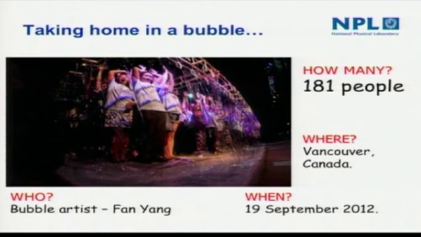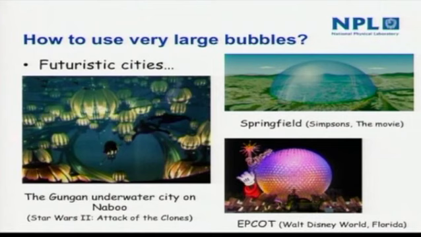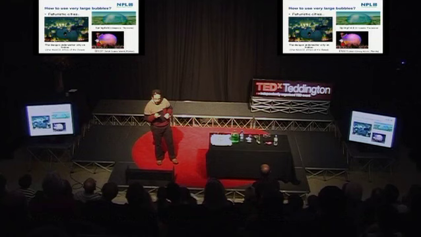Why is it interesting to study this kind of phenomena? Very simple. Because if you look at science fiction movies, you see that many of the cities of the future look like bubbles. Well, this is from Star Wars II, and this was underwater, so no wonder. That is from the movie of The Simpsons, and that's Springfield covered in a bubble. That's Epcot, so they wanted to give a futuristic idea of the city.